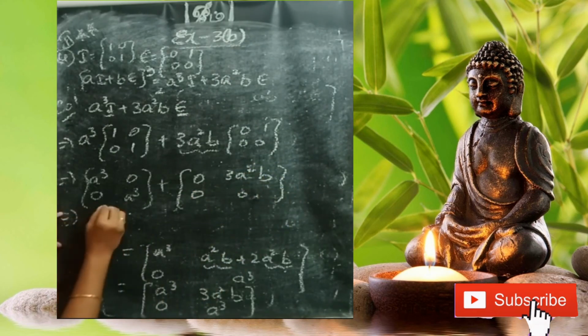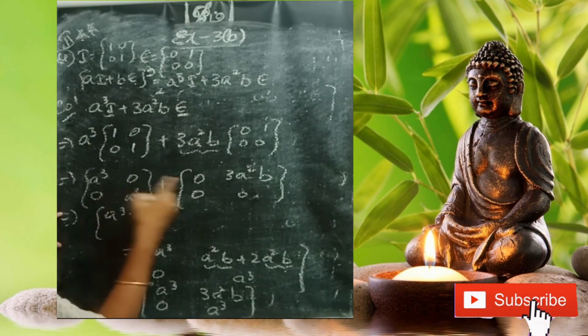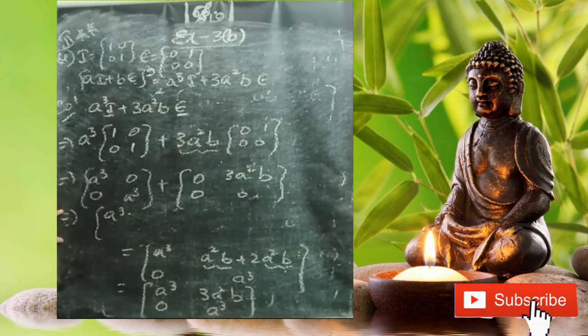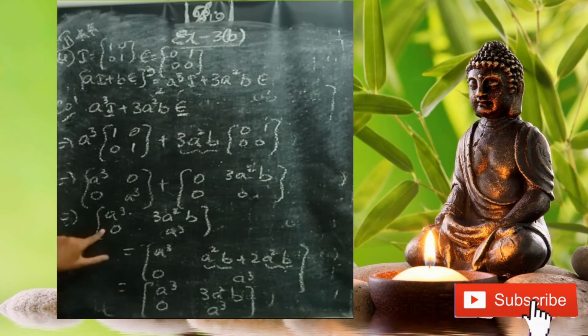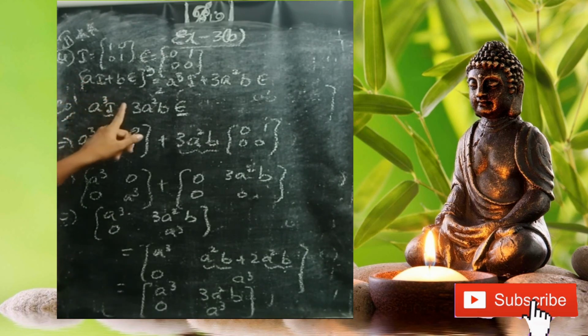Now we have to add. We'll get A cube plus 0, A cube, 0 plus 3A square B, 0, A cube. See, both are equal. Hence proved: (AI + BE) whole cube equals A cube I plus 3A square B E.